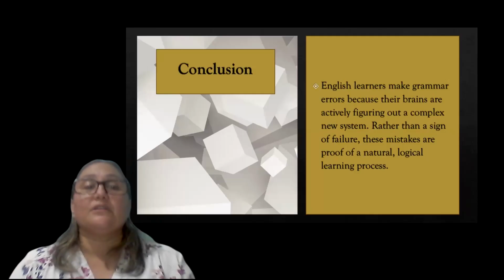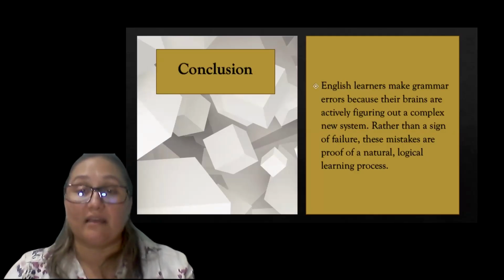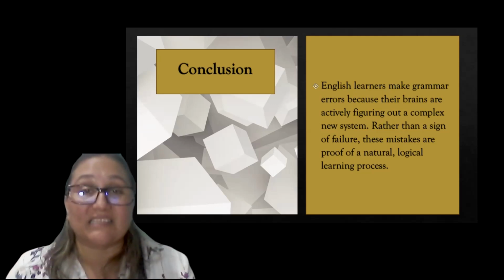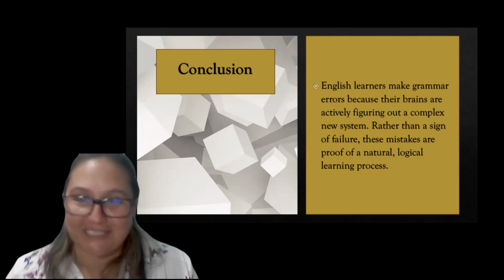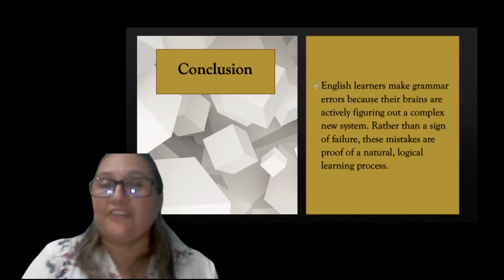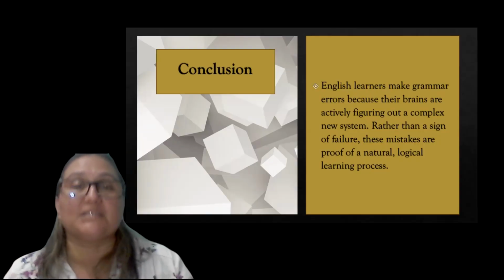And for conclusion, I have that English learners make grammar errors because their brains are actively figuring out a complex new system. Rather than a sign of failure, these mistakes are proof of a natural, logical learning process.